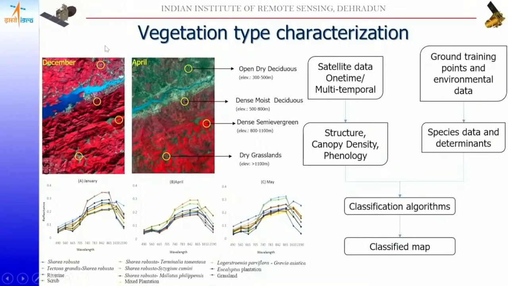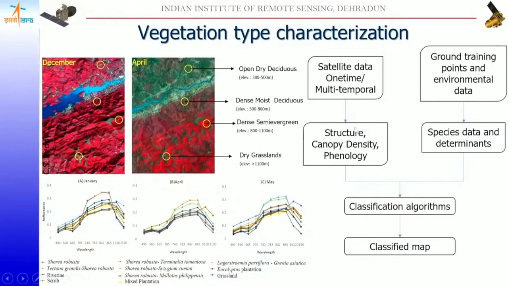So the time series or the multi-temporal data sets are also useful to characterize at the vegetation type level, because sometimes in one time imagery we cannot differentiate the two different vegetation types. Characterizing the vegetation type is very important to link the diversity of a particular area, and to link the diversity with the habitat of the species with respect to the vegetation.